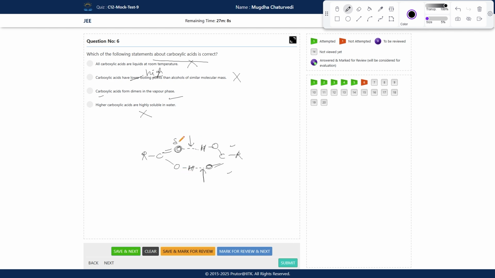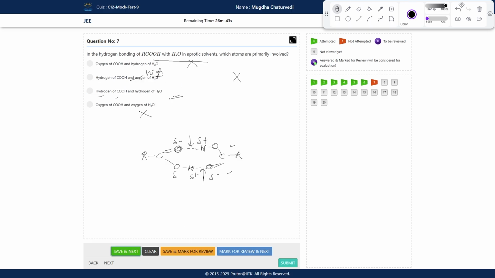This oxygen is partially negative and this hydrogen is partially positive. Here also, this hydrogen is partially positive and this oxygen is partially negative. So in this case, the correct option will be the third option, that is, they exist in the form of dimers in the vapor phase.